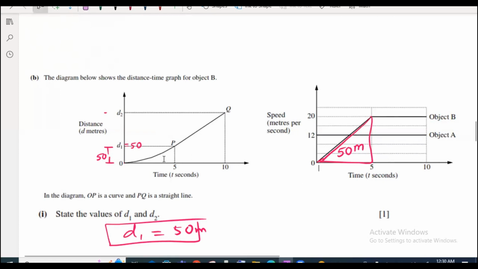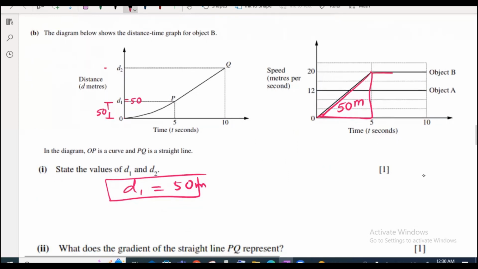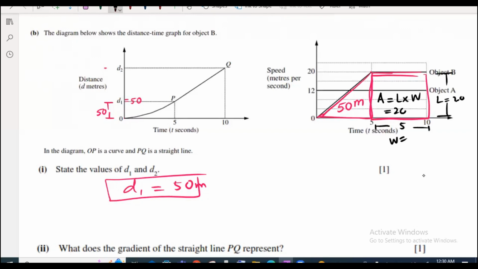Now D2 is the distance covered during 10 seconds. So what will you do? We can find D2 by using the formula of a trapezium, or by finding the area of a rectangle. The distance covered during 5 till 10 seconds is the area of this rectangle, length times width. The length is 5, 10 minus 5, and the width is 20 here. 20 into 5 is 100. So the area during 5 till 10 seconds is 100 meters.